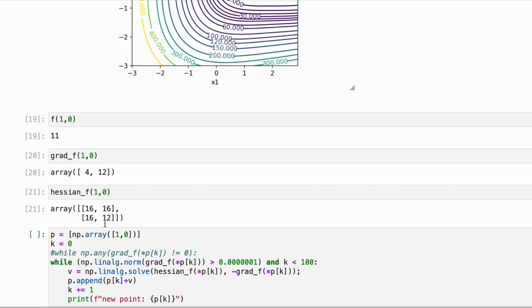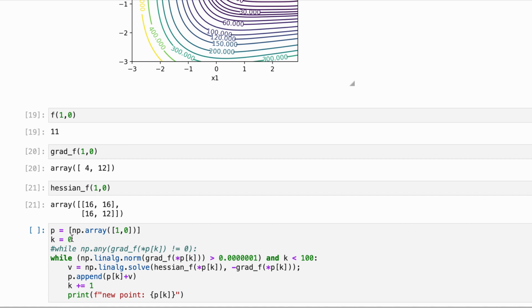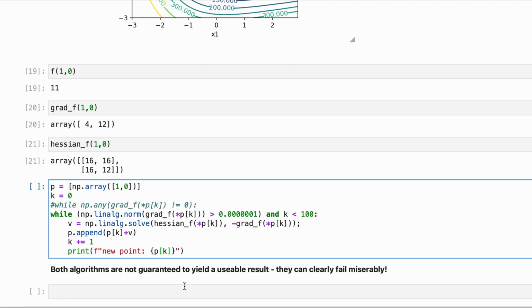And now I implemented a Python version of Newton's algorithm here. So we're starting with a point P10. What this algorithm does, again, is it just solves Newton's equation for the current point. P of K is the current point. It does so while the norm of the gradient is higher than this value here, and it does at most 100 iterations. If it finds a solution, it just appends the new point as the old point plus the step v that it found. It increases the counter and prints out the new point. That's what the script does here. Okay, so let's have that run.